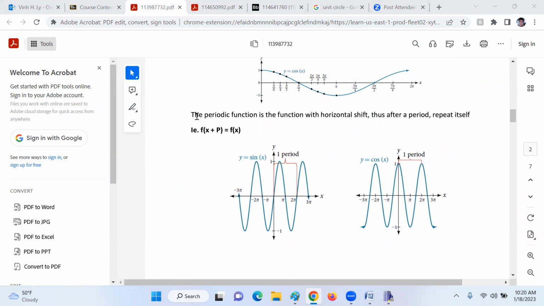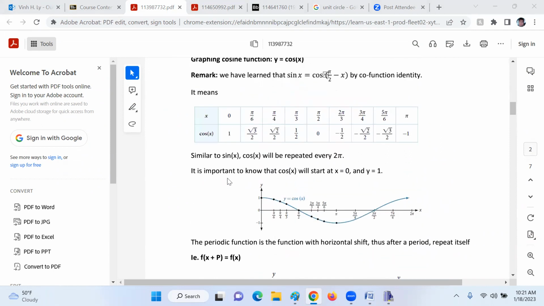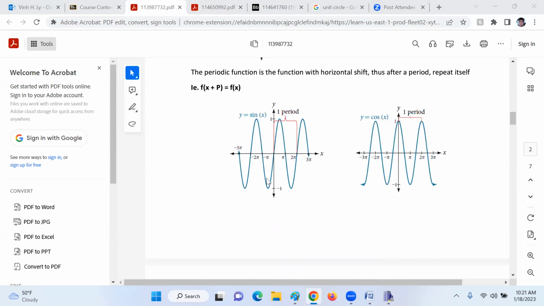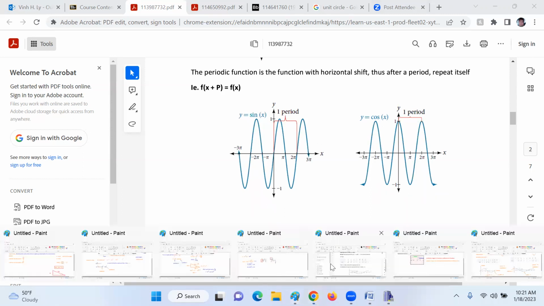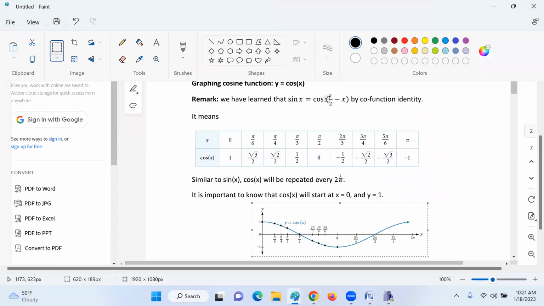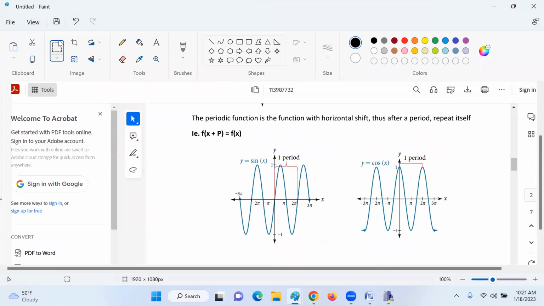Okay. So the periodic functions with the horizontal shift. After 1 period, you're going to repeat itself. Okay, so now when we look at the sine and cosine functions, how does it feel? Are they actually the same thing? But the graph for 1 period is not the same, correct? What do you think?